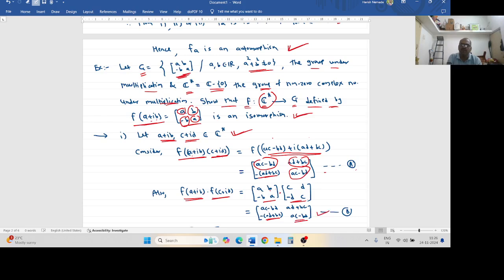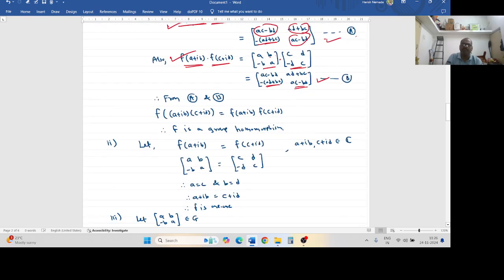So here we get the same matrix. So see these two equations A and B. Right hand sides are same. So left hand sides are also equal. So therefore F is group homomorphism. So here both left hand sides are equal. So F is group homomorphism.